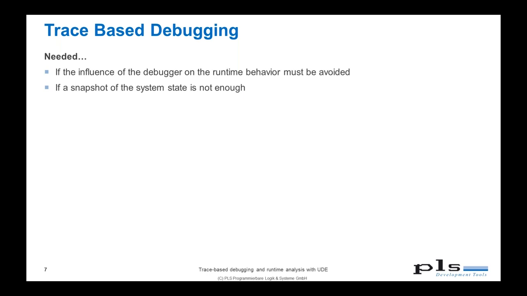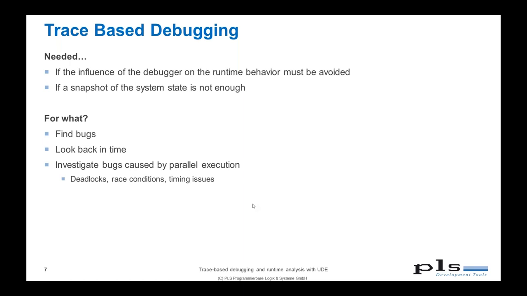So trace is non-intrusive, so you can observe the runtime behavior and observe some bugs with the trace system that would be hidden by a run mode debugging, for example. If you have bugs in the timing behavior, or bugs in the communication of cores in a parallel execution scenario, then trace would be the best option. You can look back in time as well and find, for example, deadlocks, race conditions, and timing issues.